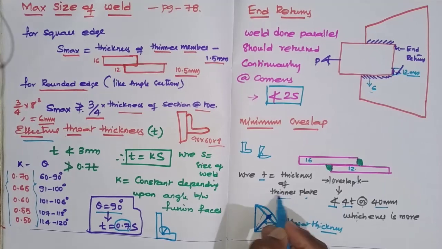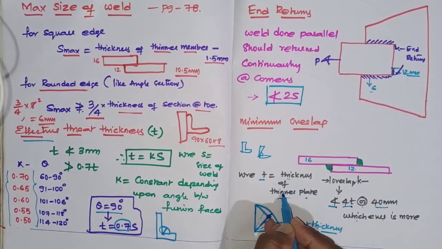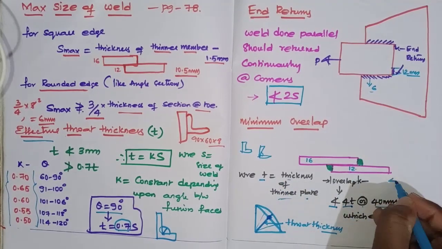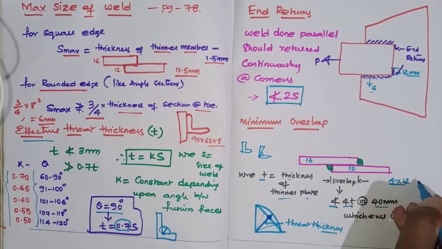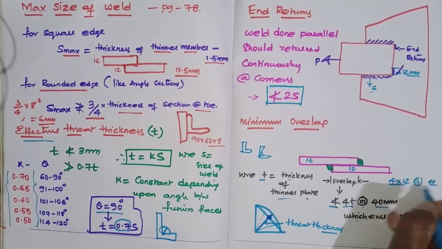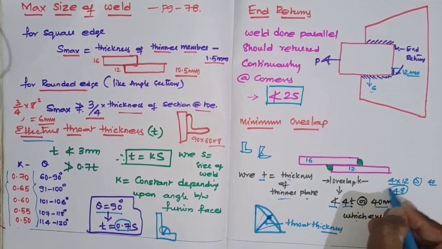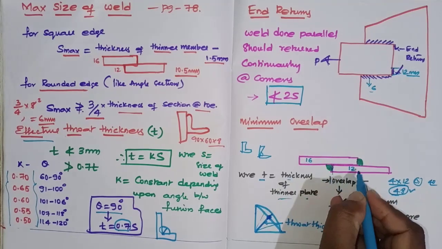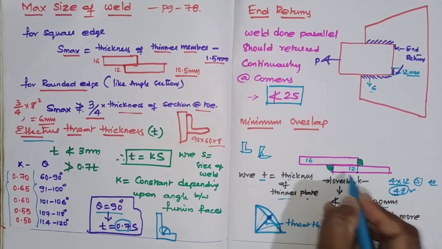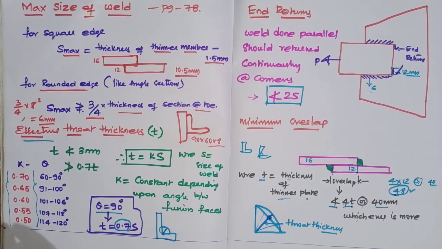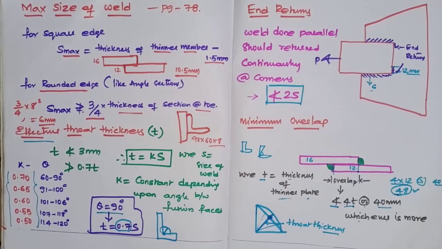4 times of what? T. T is nothing but the thickness of the thinner plate. So 4 into 12 is 48, or 40 mm, means 48. This overlap should not be less than 48; it should be more than 48. Like that you have to calculate the minimum overlap. So these specifications are very much important. One question definitely will come from your welded connections.